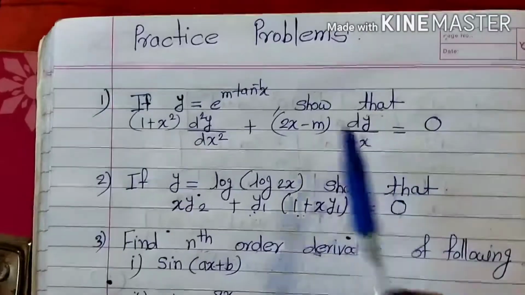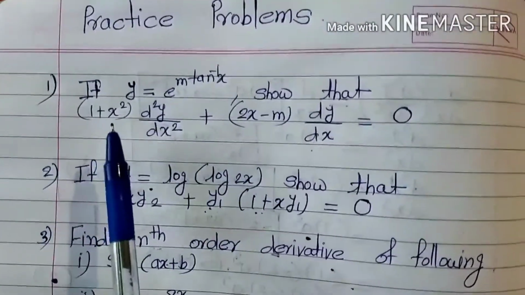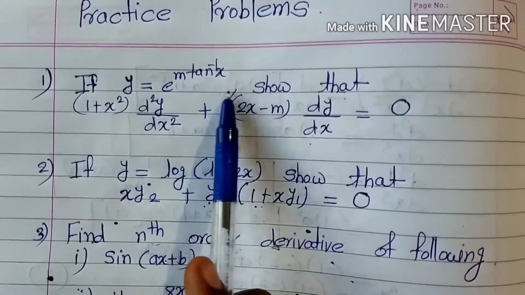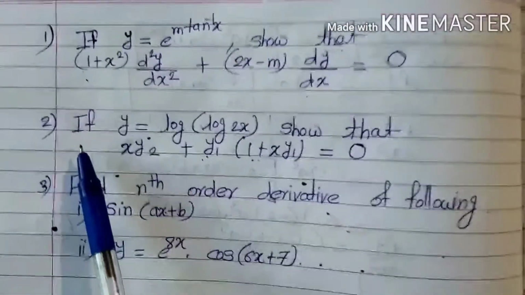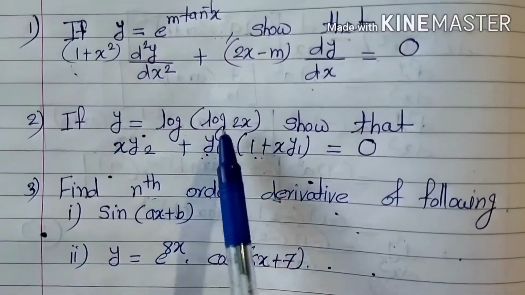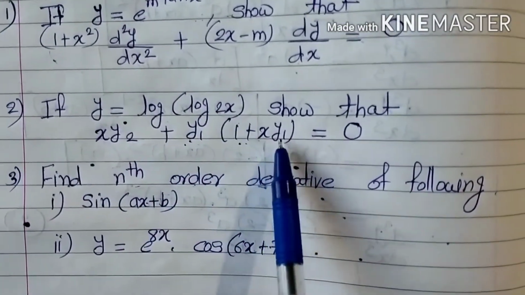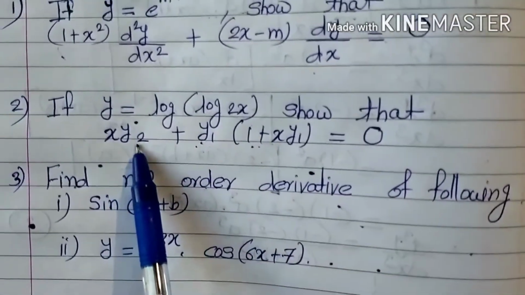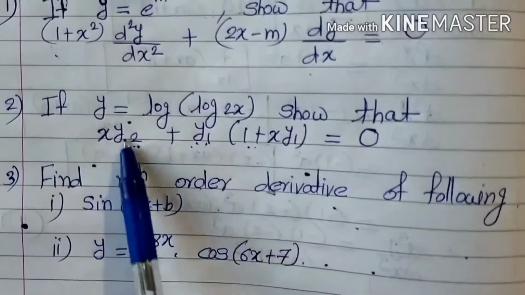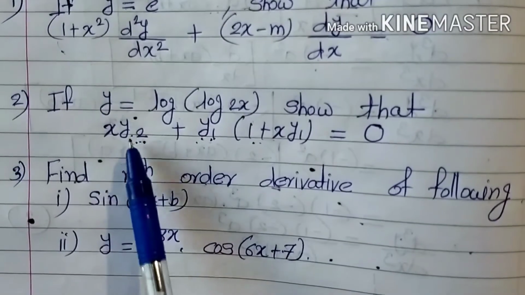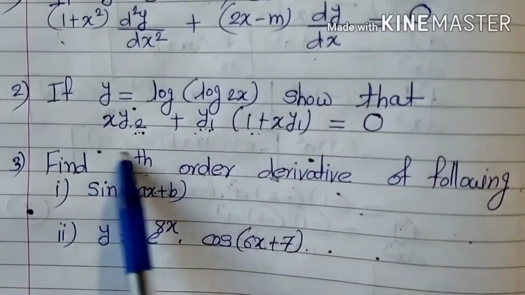Hence completed. Now there are some practice problems which you have to solve. So first example is, if y is equal to e raised to m tan inverse x, then you have to show that this. Now next example is, if y is equal to log into log 2x, then show that xy2 plus y1 into 1 plus xy1 equal to 0. This is the notation of second order derivative. This is the notation of first order derivative. So convert d2y upon dx square into y2 and convert dy by dx into y1. So you get your answer.